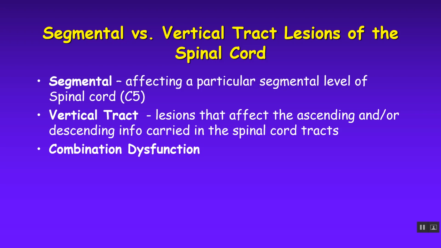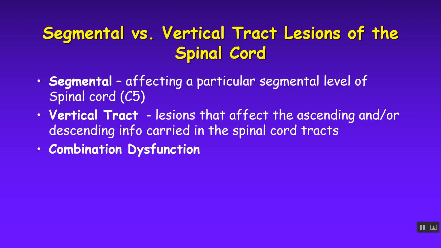So whenever you damage a spinal cord, you're going to damage what's going on right there at that level. So if you have damage at C5, you're going to damage some anterior horn cells right there. You're going to damage some dorsal roots and ventral roots possibly. You're going to damage things right at that C5 level, okay? But you're also going to potentially damage pathways that are trying to go down through that level or up past that level. That's the vertical tract stuff. The segmental stuff is the damage right at that level, okay?